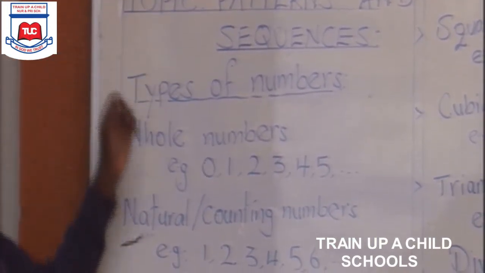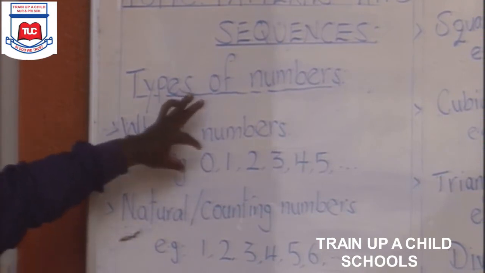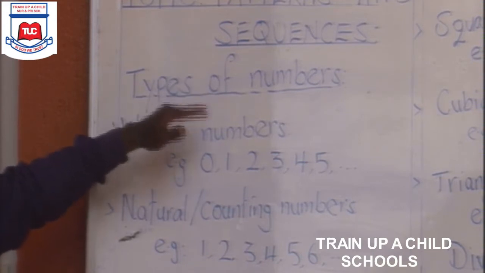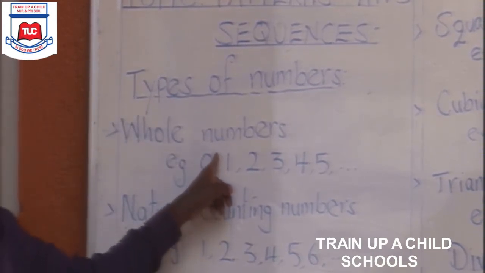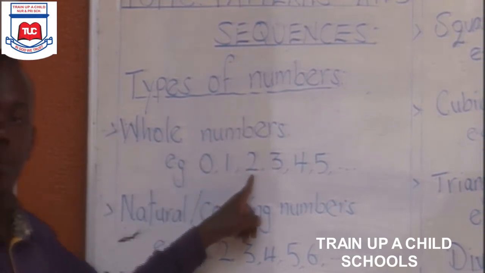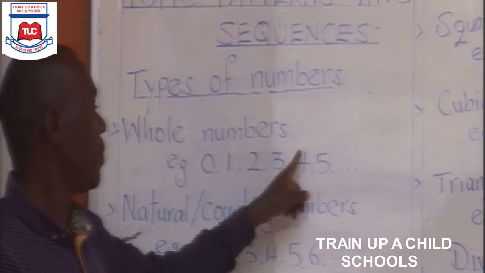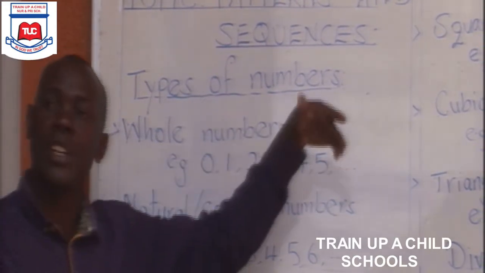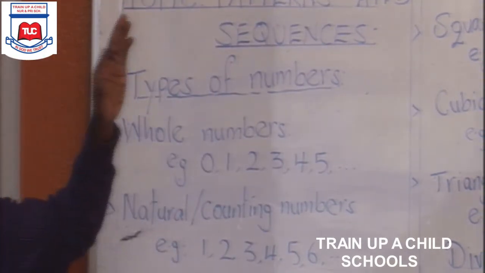To reach the next whole number after 1, you go on adding 1 by 1. Hence, 0 plus 1, you get 1. 1 plus 1, you get 2. 2 plus 1, you get 3. 3 plus 1, you get 4. 4 plus 1, you get 5, in that order. So they have got that pattern of plus 1.